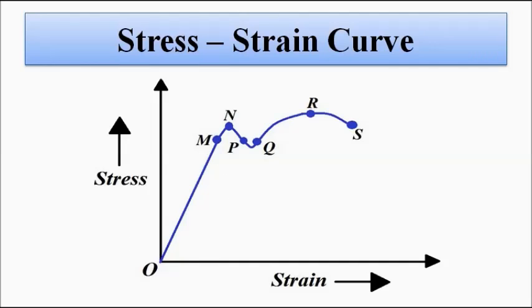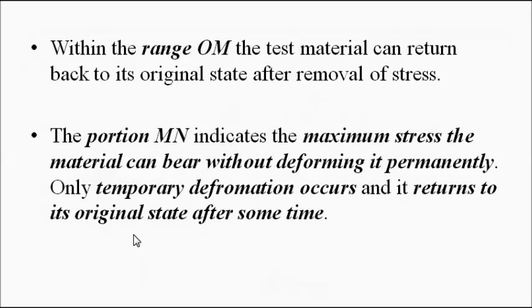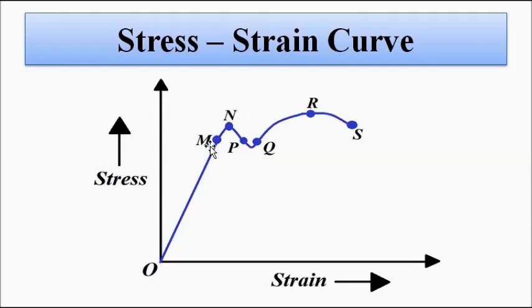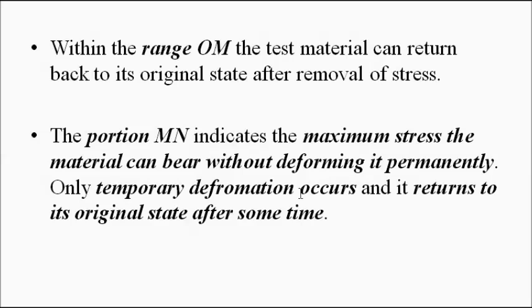Now the portion MN indicates the maximum stress the material can withstand and return back to its original dimension. But during this portion MN, it will cause temporary deformation. It means that the material will not immediately return back to the original shape and size. It will take some time, but it will return back. But within OM, it will return back immediately. Within this range MN, it will take some time. So it will cause temporary deformation, and the material returns back to the original state after some time.